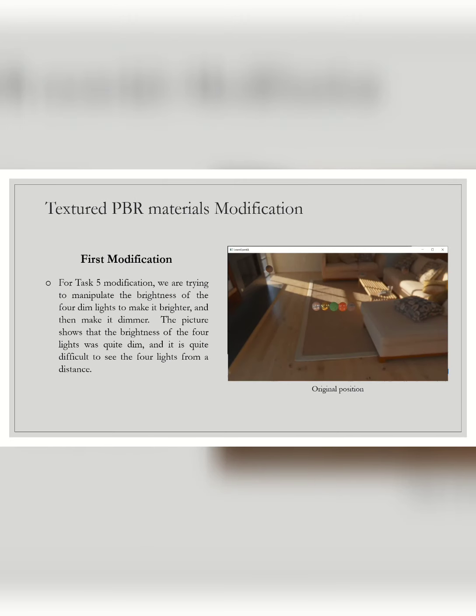So the first modification that we have made is we are trying to manipulate the brightness of the 4 dim lights, to make it brighter, and then we make it dimmer. The picture shows that the brightness of the 4 lights was quite dim, and it is quite difficult to see the 4 lights from a distance.